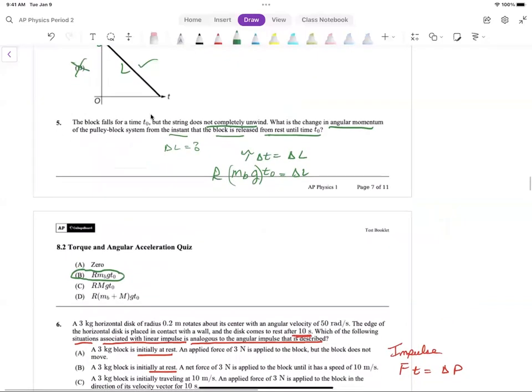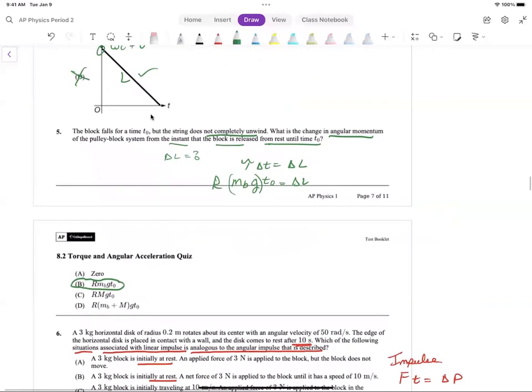Now we're asked to determine the change in angular momentum of that disk. What is the change in angular momentum if it's released from rest until some time t naught? Well, again, change in angular momentum, something to do with that torque and time, is the impulse equation relative to rotational world.